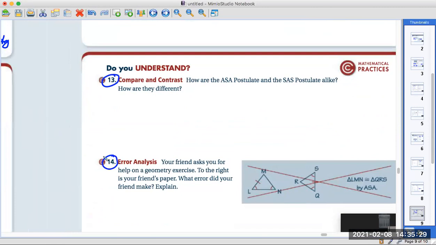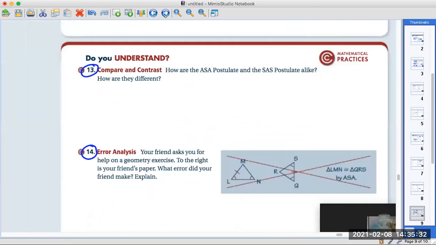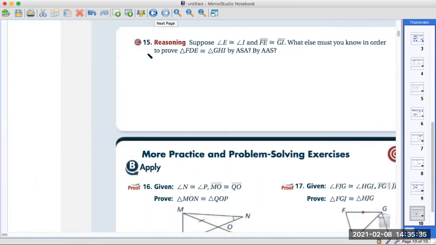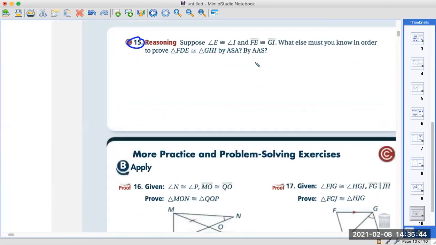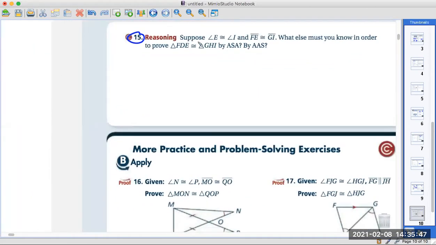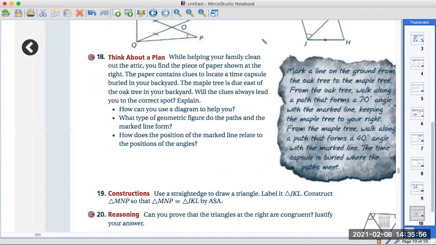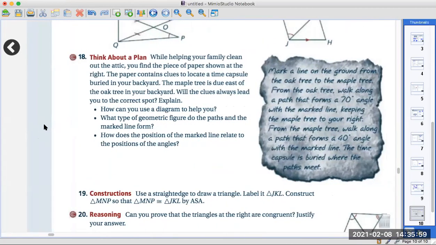And then I have on the next page, we have number 15. Draw it out. This is going to be the hard one, but draw a picture, 2 triangles, call them FDE and GHI, and then see what you got. Is this given? What else do you need? And this one is your think about a plan. So you're looking for a treasure in your garden. You got to follow these instructions to draw the diagram. You can draw it right here and answer the question. See if you can do that. And that's it. Good luck, guys.